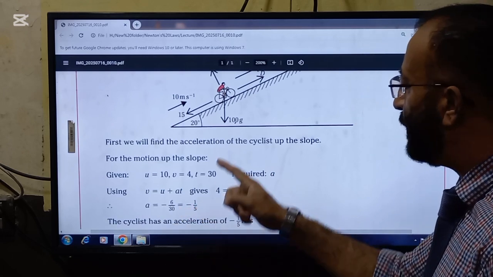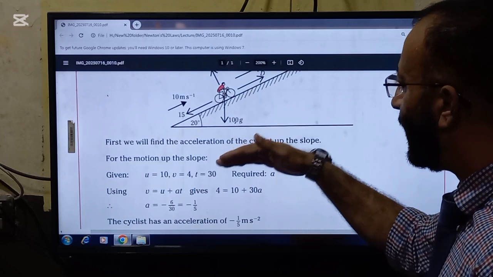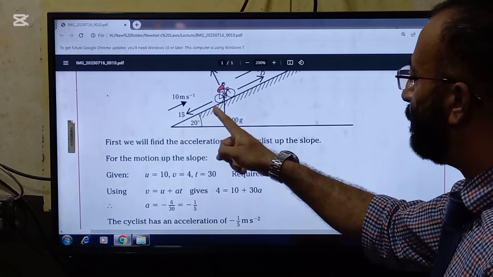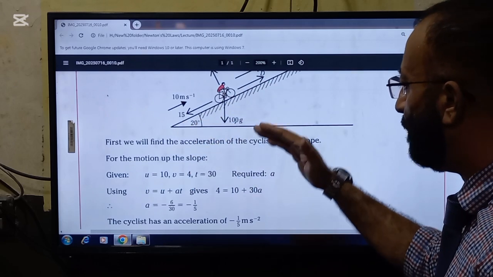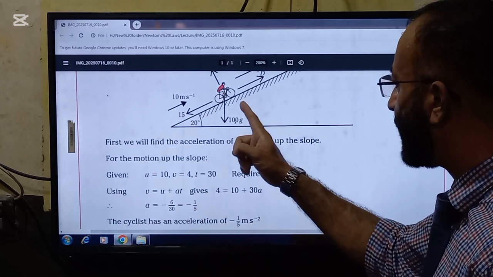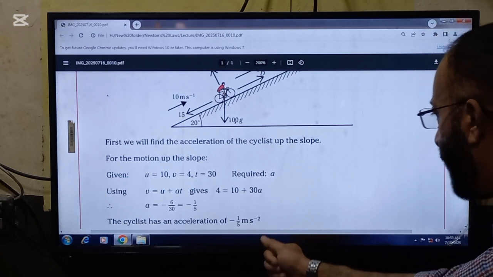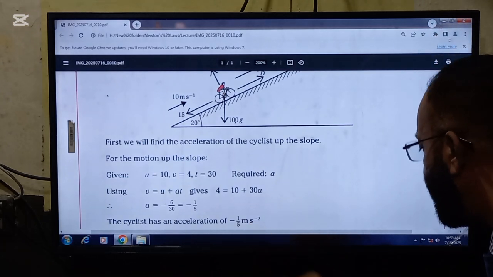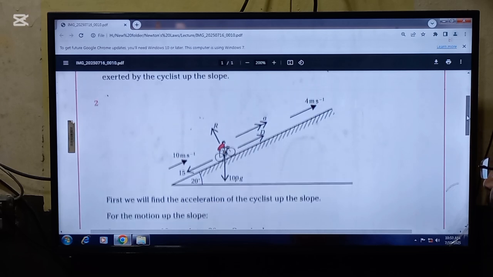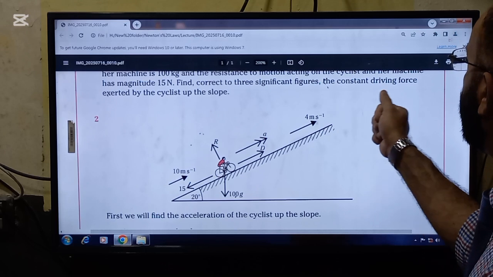Acceleration will be negative because the body is slowing down. Definitely the acceleration at the foot of the hill will be greater, but as the body is moving up, acceleration will be slowing down. That's why a negative sign is here. The cyclist has an acceleration of -1/5 meter per second square, because meter per second square is the unit of acceleration.